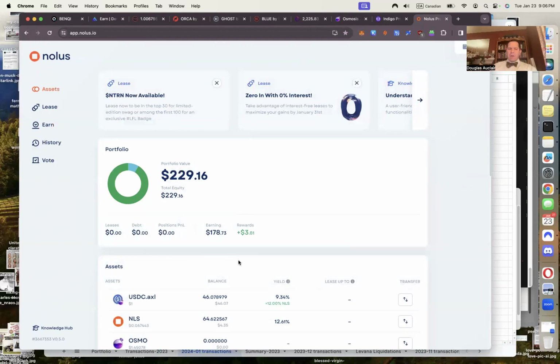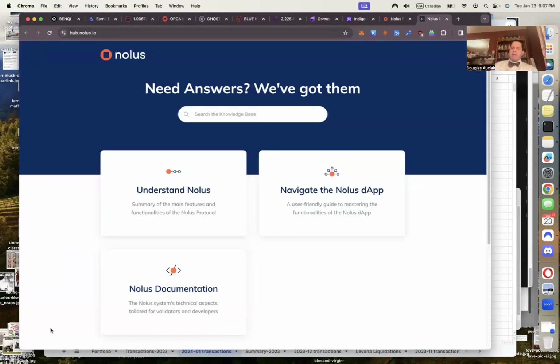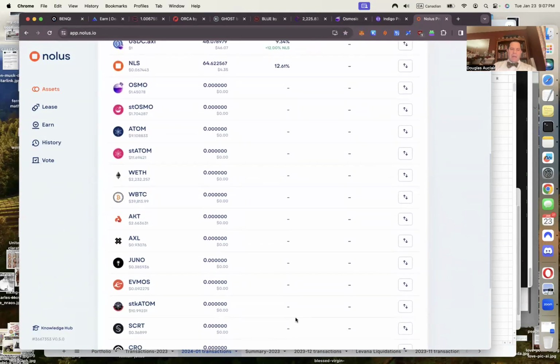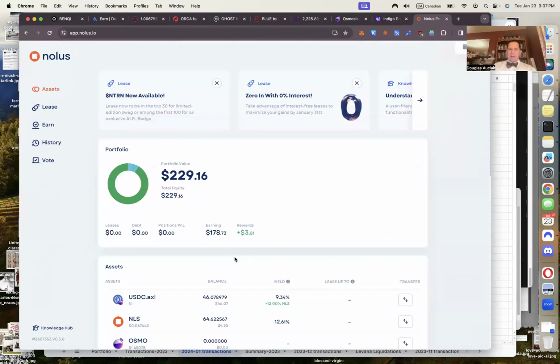Now, what you can do is go to their knowledge hub and learn about what is Nolus, and then what is leasing. So that's what I would recommend instead of relying on my description of how leasing assets works, because it's going to come from my perspective. Go to the documentation and understand it from how the people who invented the thing perceive it. But okay, so I want to lease stars. If we look under the assets, stars is one of the assets that can be leased. And I want to lease stars.